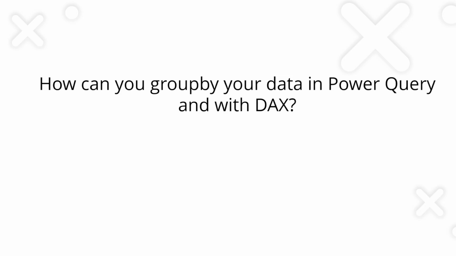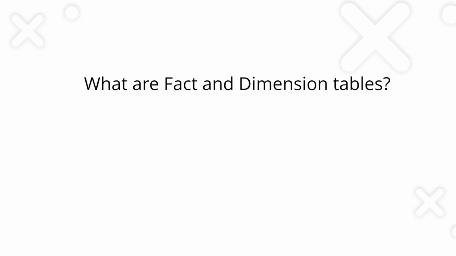How can you group by your data in Power Query and with DAX? So in Power Query, you can use the group by feature which is readily available in your Power Query, and with DAX you can use the summarize function. What are fact and dimension tables? So fact tables hold your business numbers, and dimension tables have more of a descriptive data that provides context to your fact table.